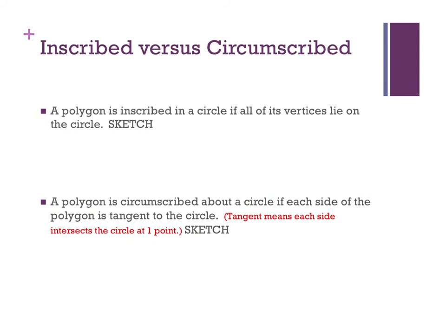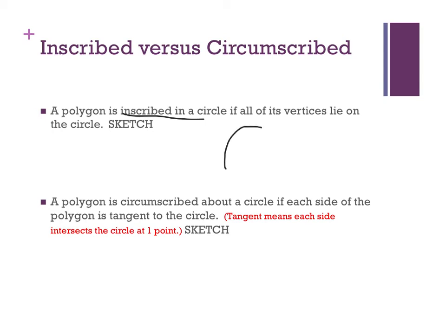All right, so the next part of these notes is talking about inscribed versus circumscribed, because a lot of times you're going to be given problems where they're going to use these words and you're going to need to know how to draw the figure. Without being able to draw the figure, you're going to have a really difficult time with the problem, maybe even impossible. Okay, a polygon is inscribed in a circle if all of its vertices lie on the circle.